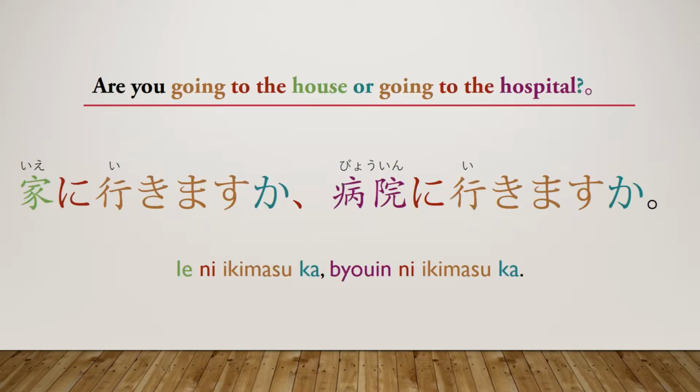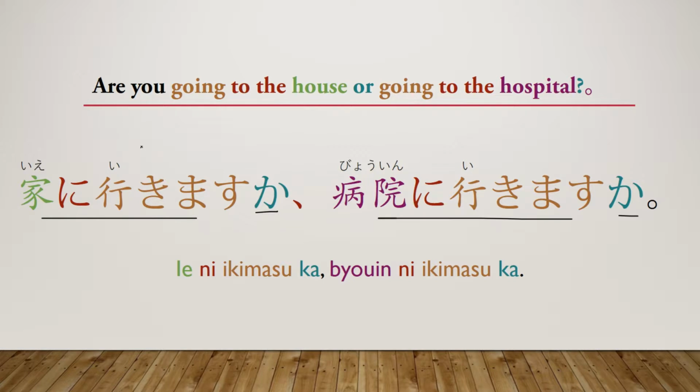The first one is, are you going to the house or going to the hospital? Ie ni ikimasu ka? Byōin ni ikimasu ka? As you can see here, these are two complete phrases. Ie ni ikimasu and byōin ni ikimasu are both complete phrases that could stand by themselves. The next thing you should notice is that here's the ka and then the ka. So there is an option. Are you going to the house or are you going to the hospital?